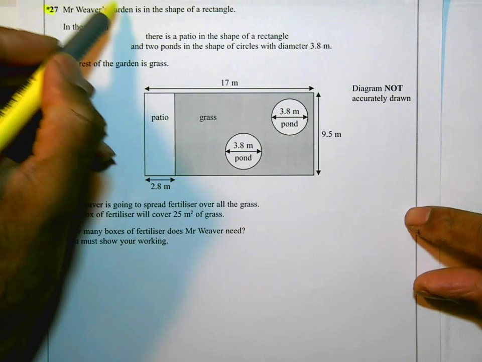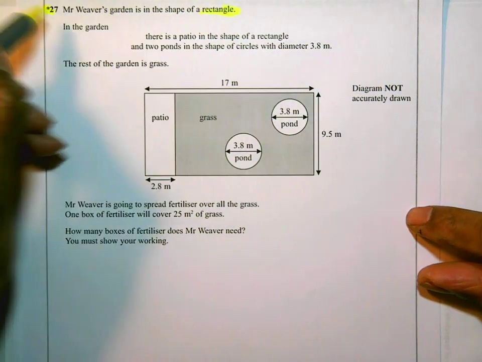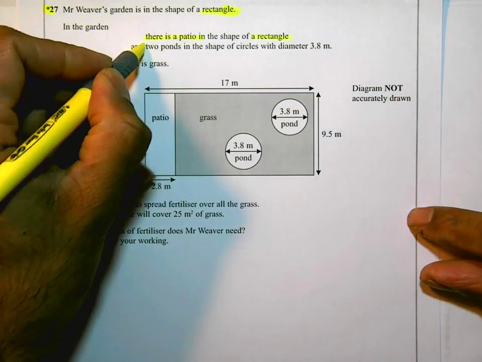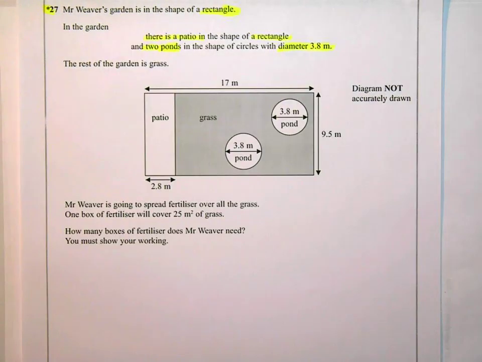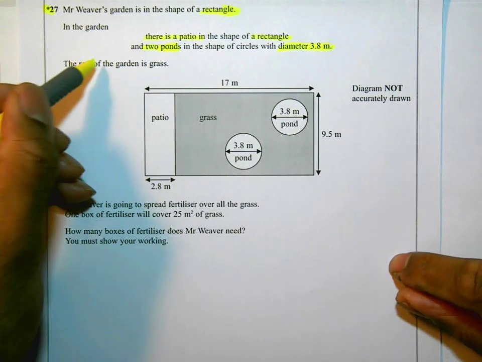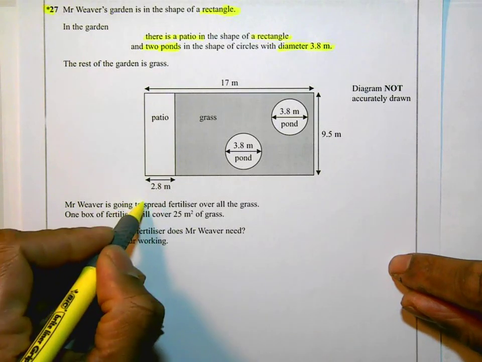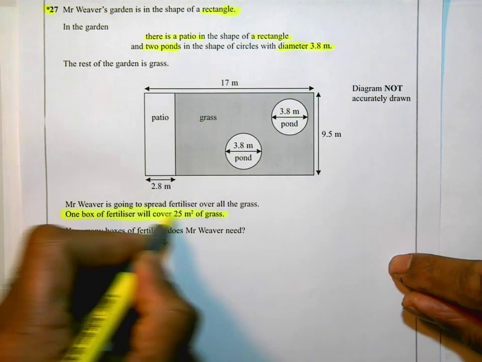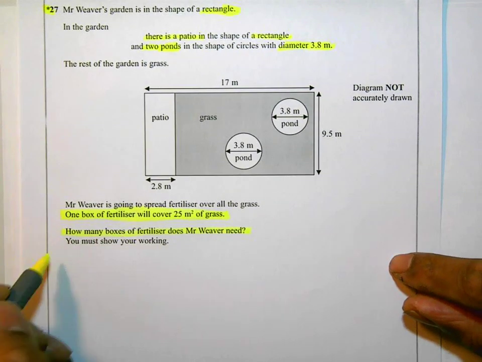Mr. Weaver's garden is in the shape of a rectangle. In the garden there is a patio in the shape of a rectangle and two ponds in the shape of circles with diameters 3.8. The rest of the garden is covered in grass. Mr. Weaver is going to spread fertilizer over the grass. One box of fertilizer covers 25 meters squared of grass. How many boxes of fertilizer will he need? You must show your working.